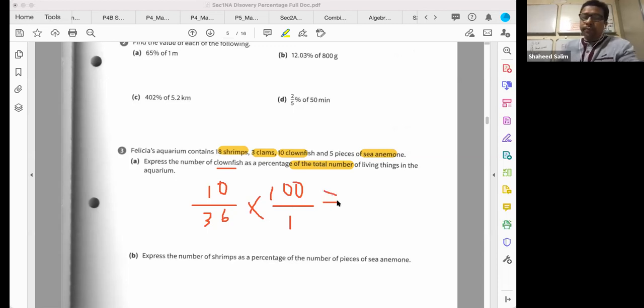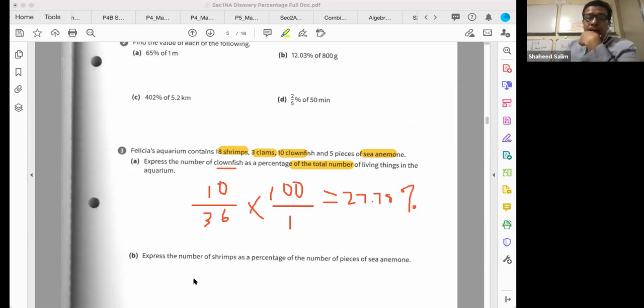That's your answer now. So what is it? I think in the end I'll just be doing it myself. I do not know whether it helps you. 27.78%. You must write percent here.